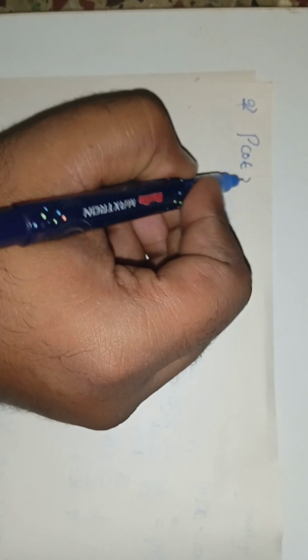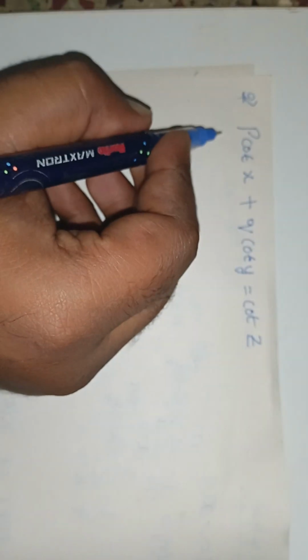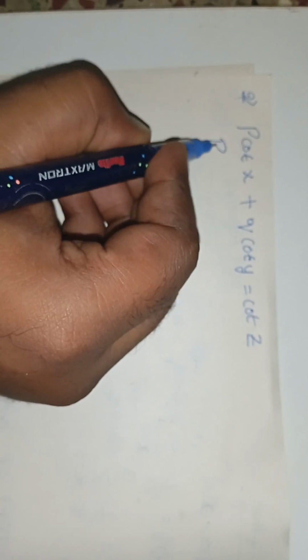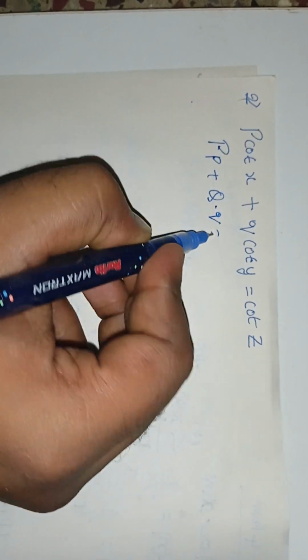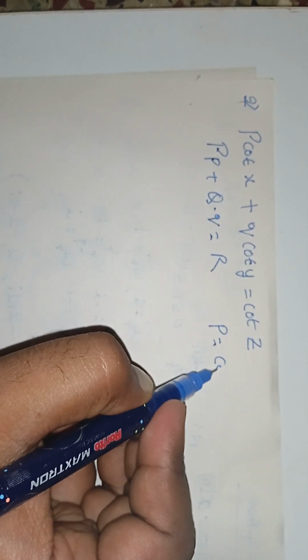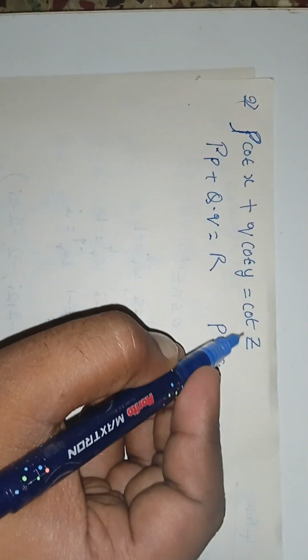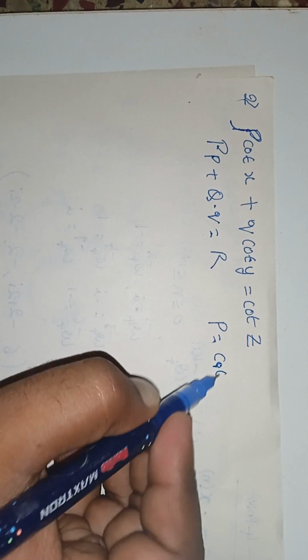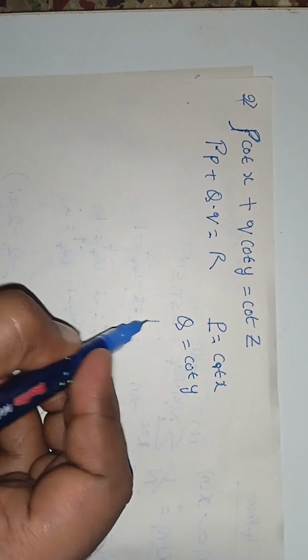P cot x plus q cot y is equal to cot z. So here also it is of the form capital P into small p plus capital Q into small q equal to capital R. So this is small p, this is small q, this is small r. So capital P will be cot x, capital Q will be cot y, and capital R will be cot z.